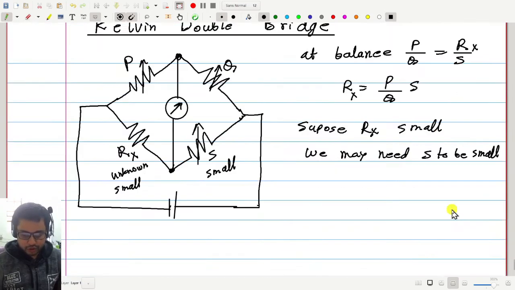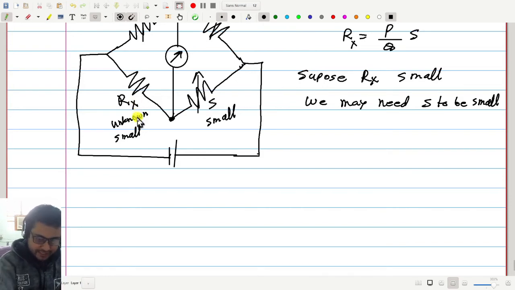So whenever possible, we will use medium value resistances, so that these junction resistances are not a problem. So in our Wheatstone bridge, since we know low resistances are problems, we will take P and Q to be of medium value, where junction resistance is not a problem, but we may need S to be small because the left side is small. So for these two resistances, junction resistance will be a problem, and that is the introduction of my new topic. Let us see this in detail.